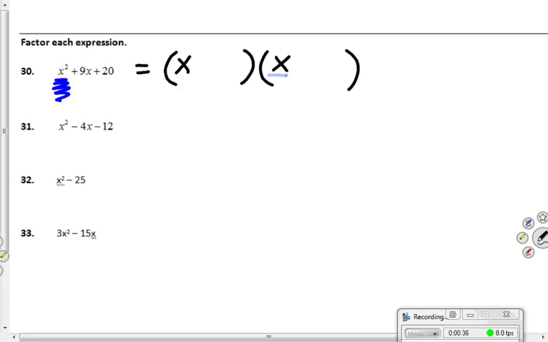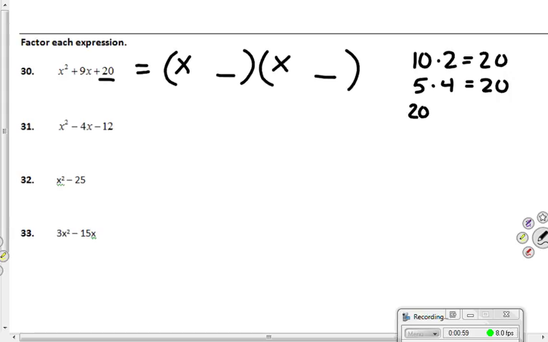Then we looked for different ways to multiply a number here and here to make 20 that would add up to 9. So we have 10 and 2 making 20. We have 5 and 4 making 20. How about 20 times 1? Does that make 20? Right, you're right. All of those combinations would multiply to 20, but only one pair would add up to the 9 that we need in the middle.